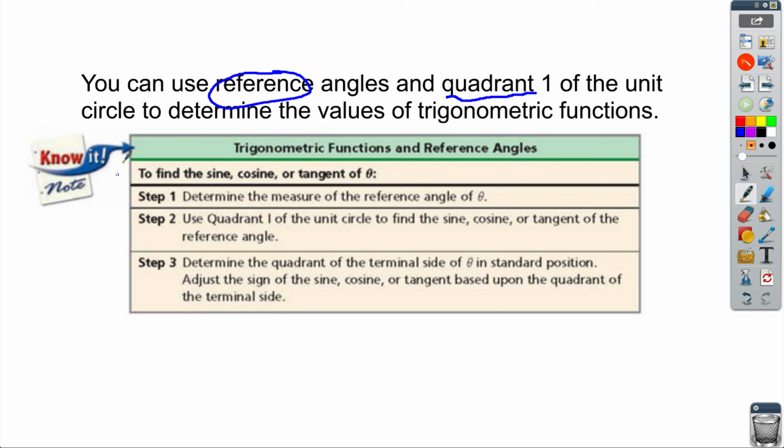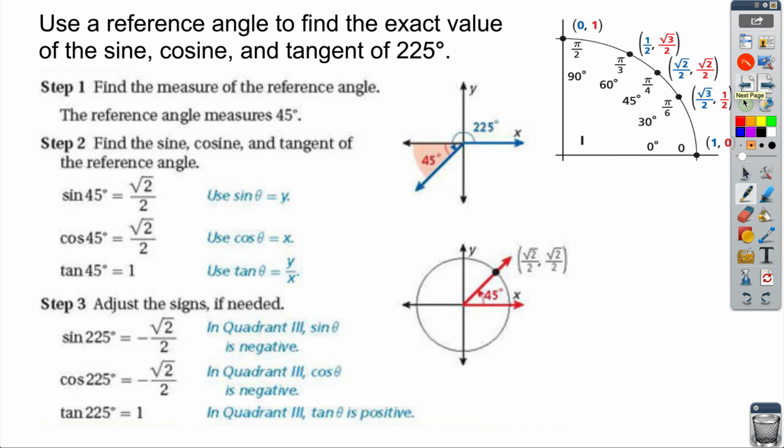So here are some steps and tips to help you use the reference angles. Step 1, determine the measure of a given reference angle like we did before, and then use quadrant 1 and identify the corresponding sine, cosine, and tangent values. And of course, step 3, actually determine which quadrant the point will be on so that you can adjust the signs, whether it's positive or negative. Okay, so let's see what that means. Those are 3 steps we will continue to use all throughout.